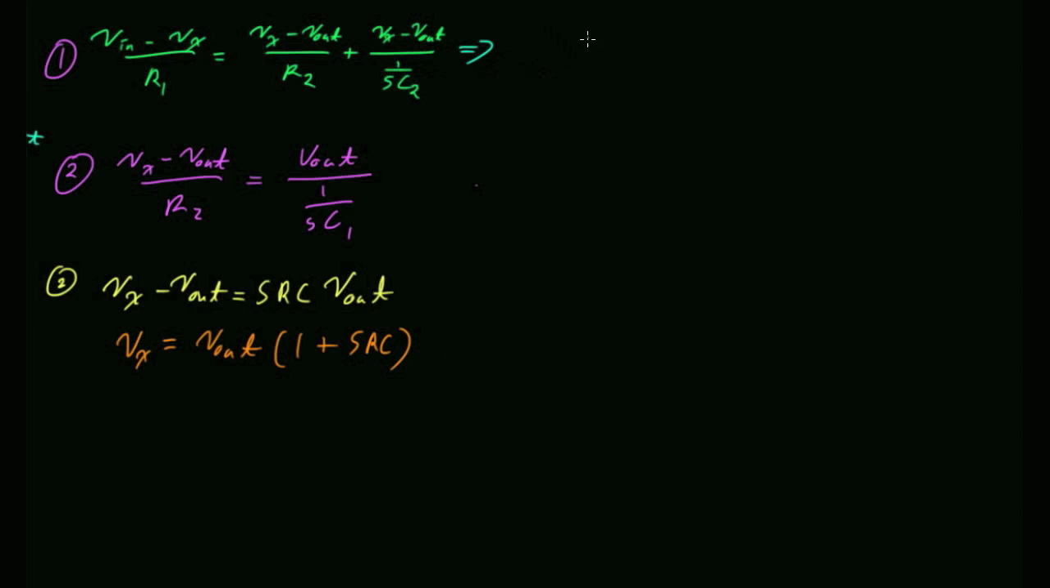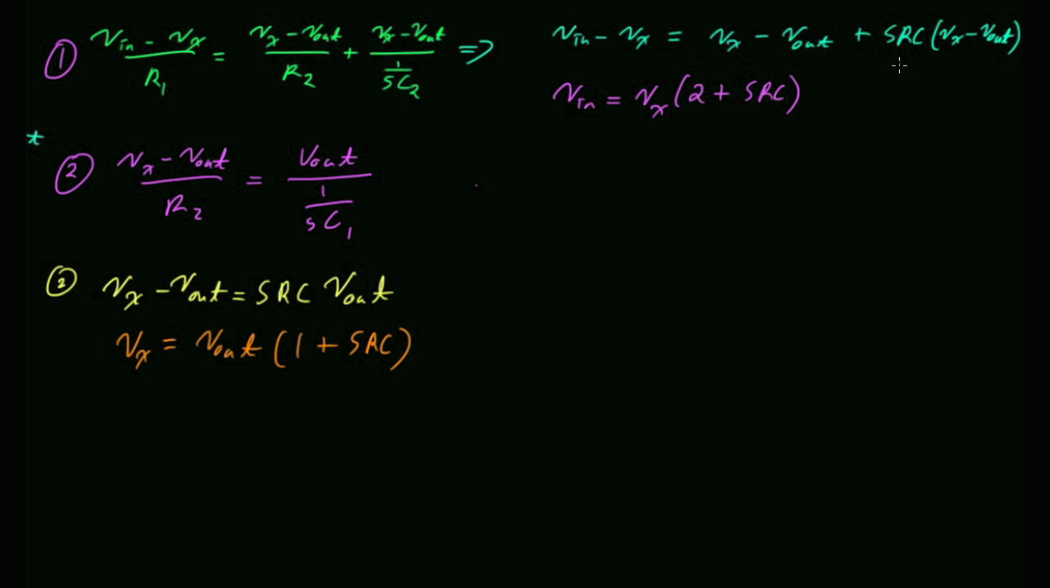So that's going to give me Vin minus Vx equals Vx minus Vout plus SRC times Vx minus Vout. Okay, and let's get all my Vx's together. So Vin equals Vx times 1 plus 1 plus SRC minus, am I doing this right? Minus Vout times 1 plus SRC.